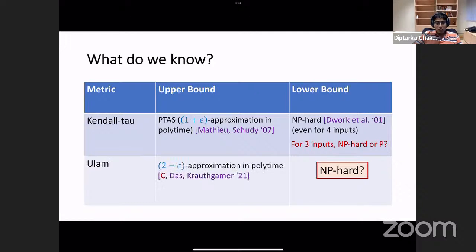And what we show very recently is that we can get a 2 minus epsilon approximation. Unlike Kendall-Tau for 3 inputs, where we don't know whether it is NP-hard or in P, for Ulam we can show that it is NP-hard. Okay, so that is the story so far for the rankings.